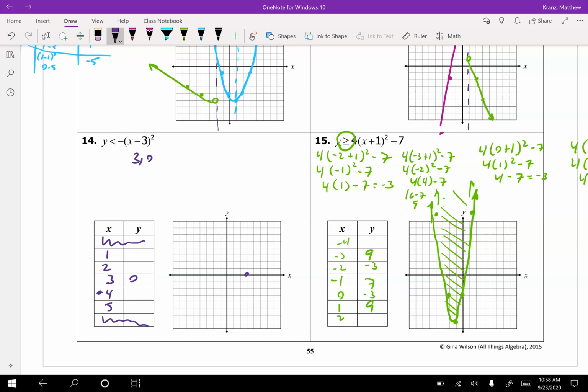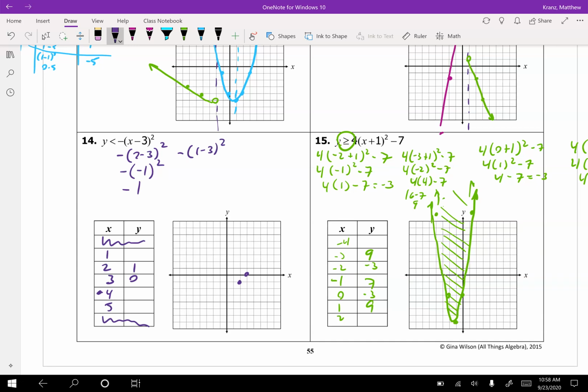Okay, these points, you really don't have to go 7 points. 5 points is enough. So now I have 2 minus 3 squared. So it's negative 1 squared. Negative 1 squared is 1, so just negative 1. So 2, negative 1, right there.